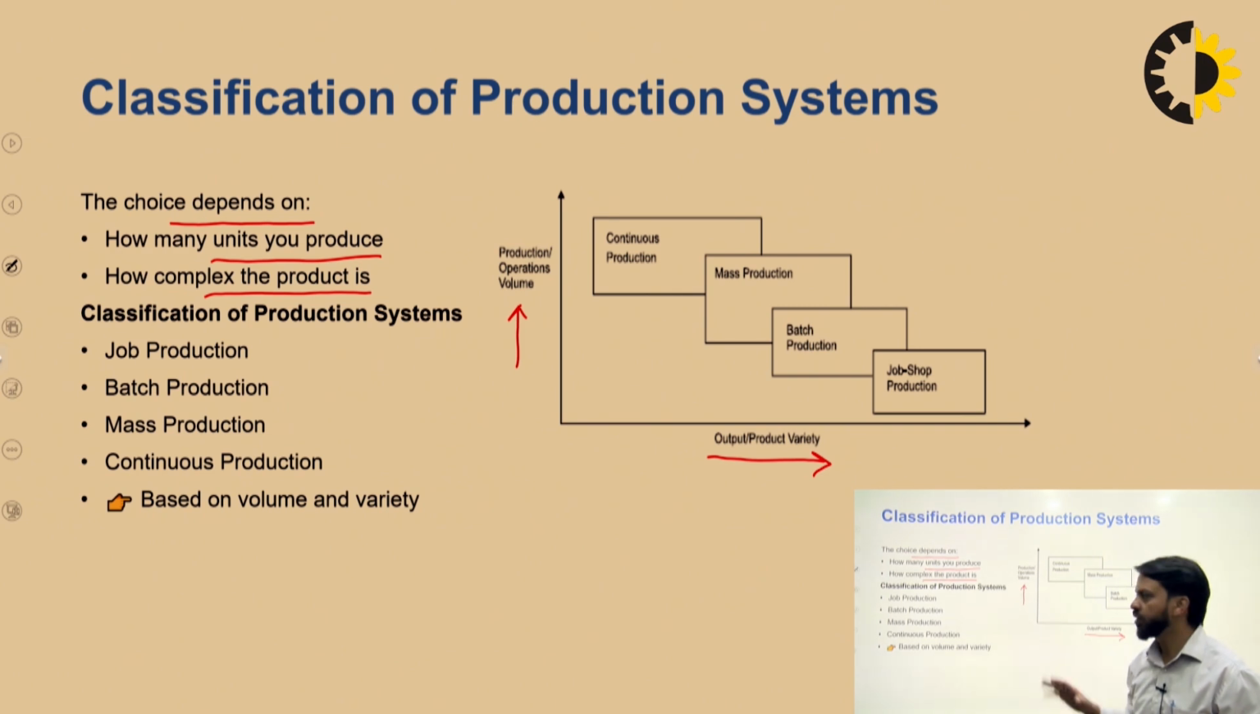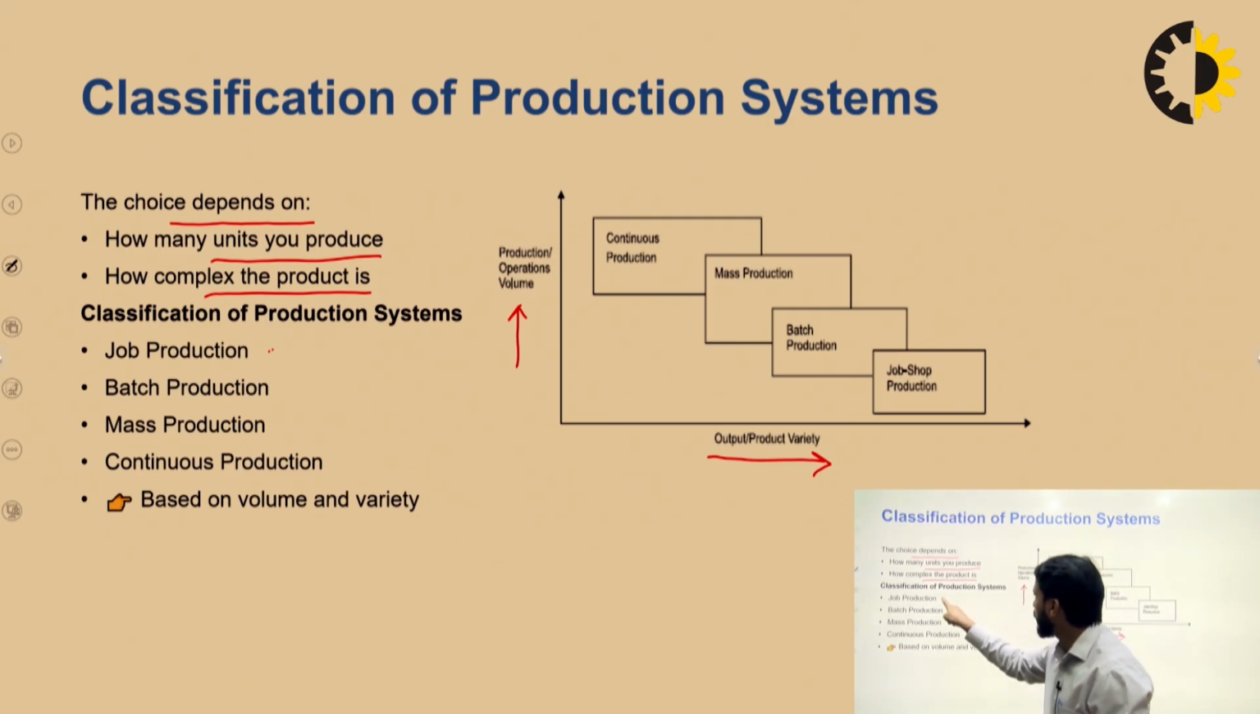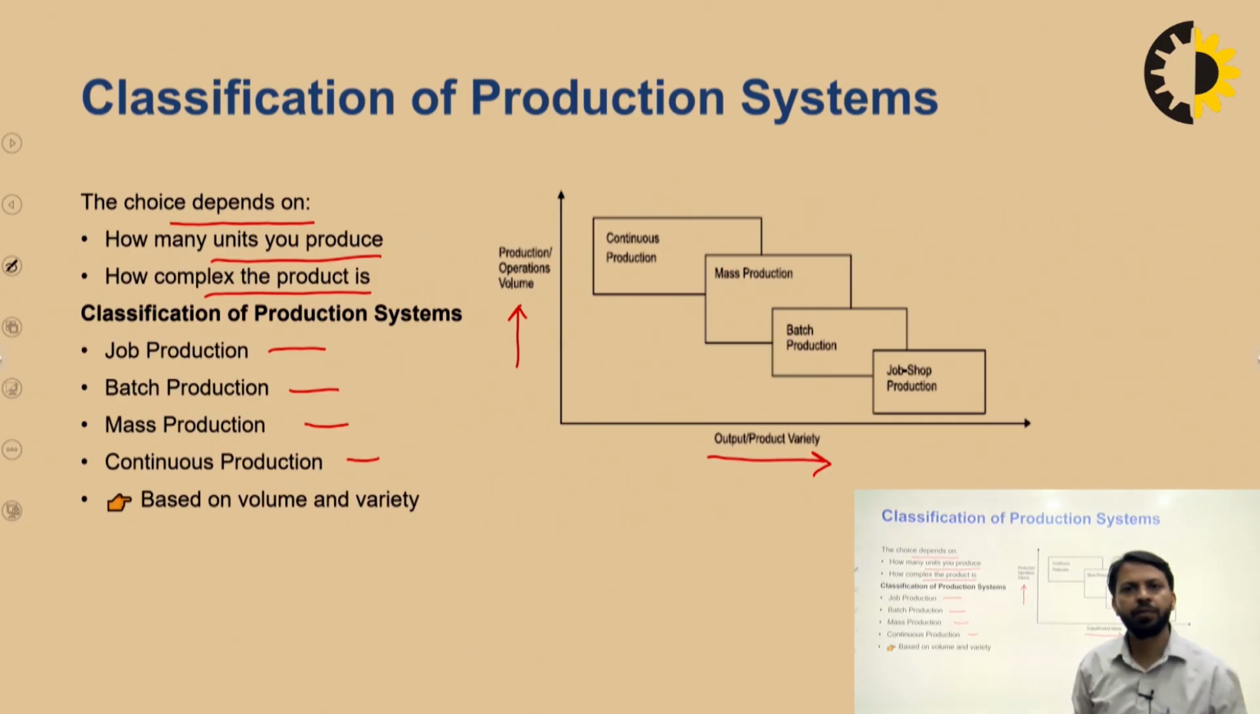In this domain, on this graph, we can see 4 different types of production system, that is job production, batch production, mass production, and continuous production. These 4 are the basic foundational or conventional production systems that are used in different types of industries: job production, batch production, mass production, and continuous flow production. So we will see them one by one, and in the end we will also try to figure out what the advancements in these production systems are to establish the new type of industries, the industry 4.0 and so on.